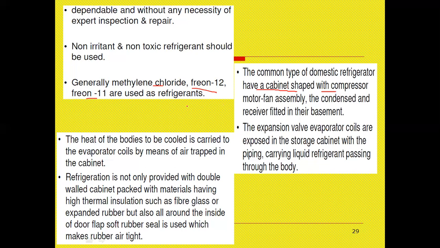Next, the heat of the body is to be cooled. So whenever you are keeping objects at normal temperature in the refrigerator, the heat of the body that should be cooled is carried to the evaporator coils by means of air trapped in the cabinet.